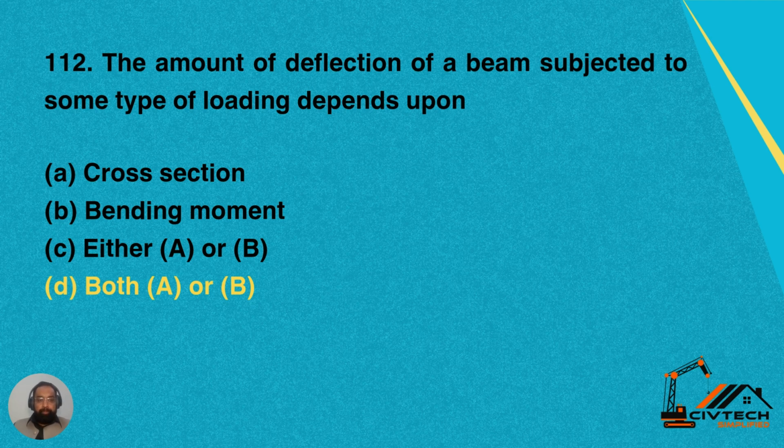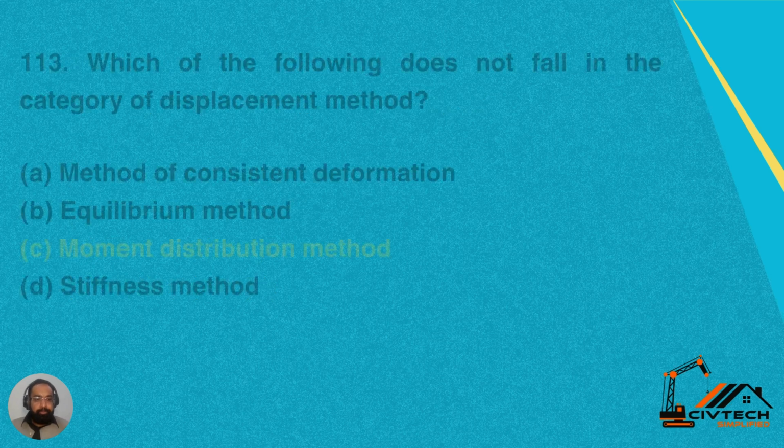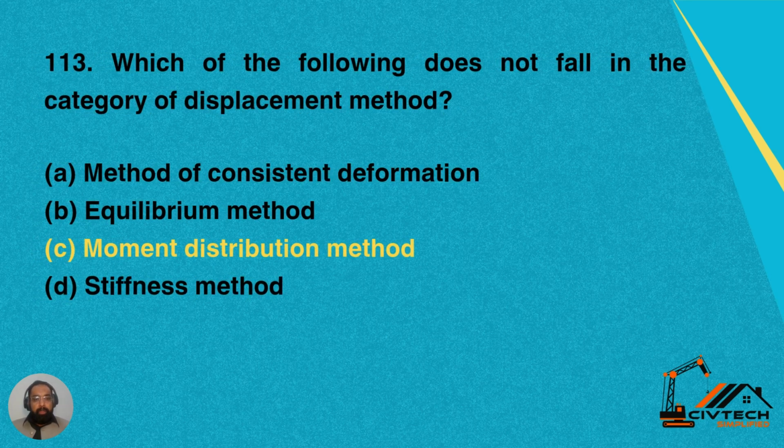112. The amount of deflection of a beam subjected to some type of loading depends upon: option A, cross section; option B, bending moment; option C, either A or B; option D, both A and B. Yes, it's both A and B. The amount of deflection depends on the cross section of the beam. It varies if the length or the thickness or depth of the beam changes, and it also depends upon the bending moment. So A and B are the correct options. Therefore, D is the correct answer for this question.